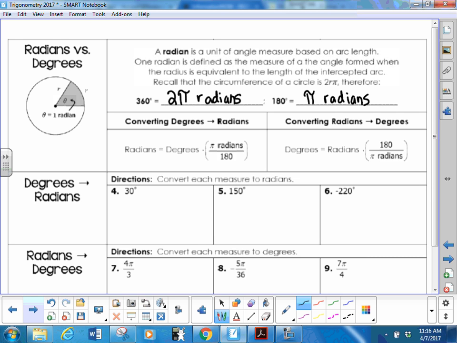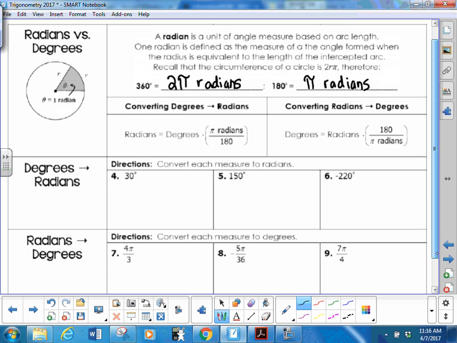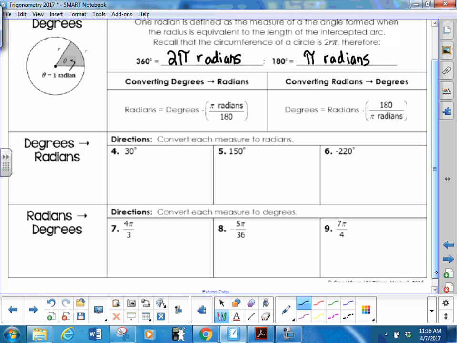And here's your little note for how to go from radians to degrees and degrees to radians. Let's look at number 4 together. It says convert each measure to radians. So we're going to take that 30 degrees, and it says multiply it by pi radians over 180.